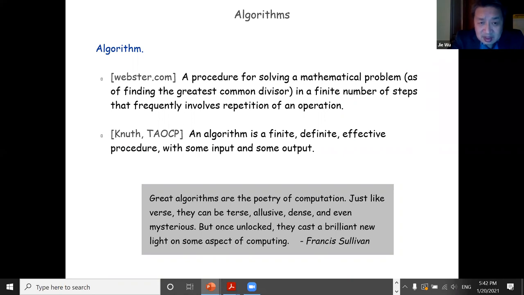Knuth, a famous professor and Turing Award winner at Stanford, defined in his book an algorithm as a finite, definite, effective procedure with some input and output. That's very important: given a problem, what's the input, and what output or result do you expect? And someone says that if you write a good algorithm, it's like a poem. If you're an artist, it looks very nice.